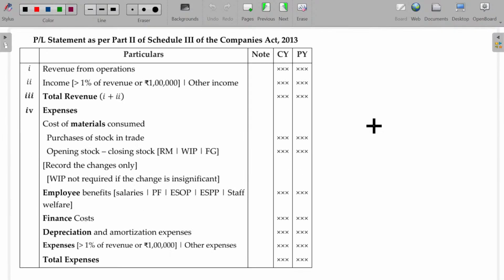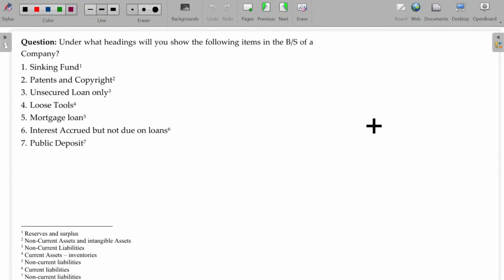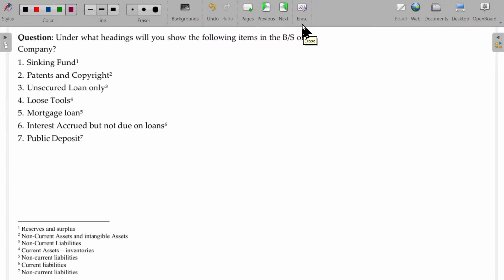Now, before I go for the income statement, let me try to finish off some additional theory and questions related to financial report, financial position. Under what headings will you show the following items in the balance sheet of your company? Sinking fund, patent and copyright, unsecured loans and unsecured loan only.